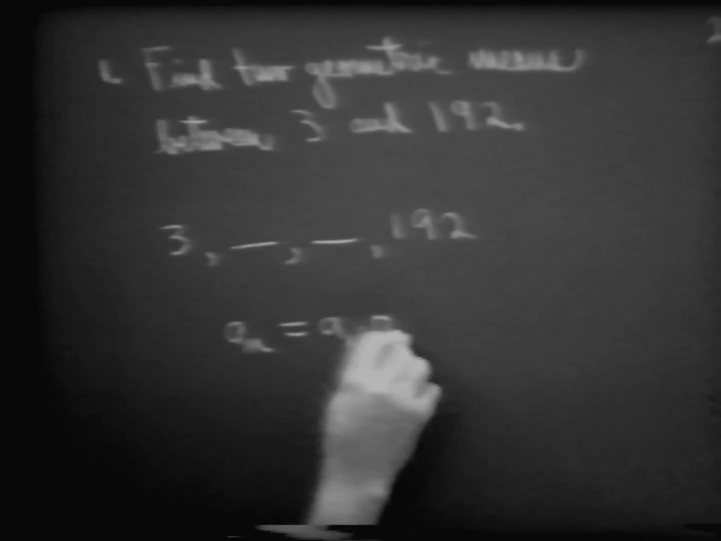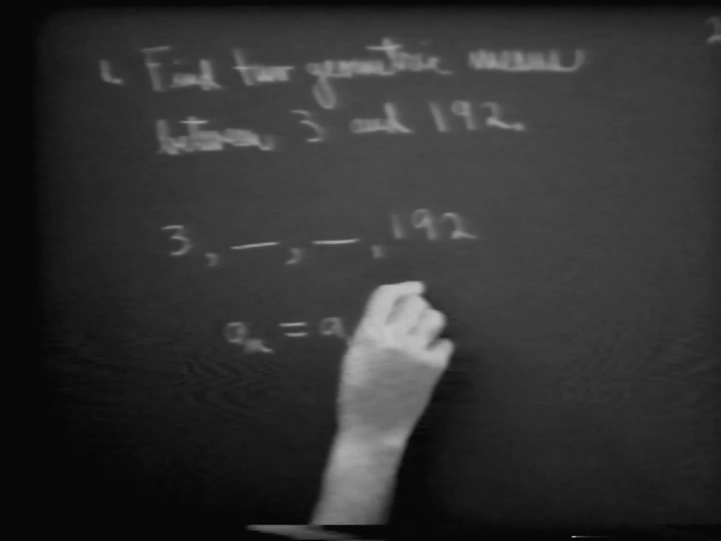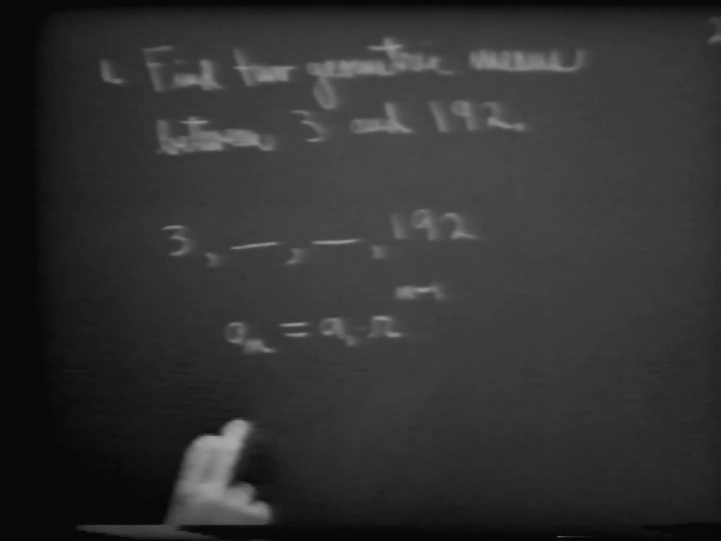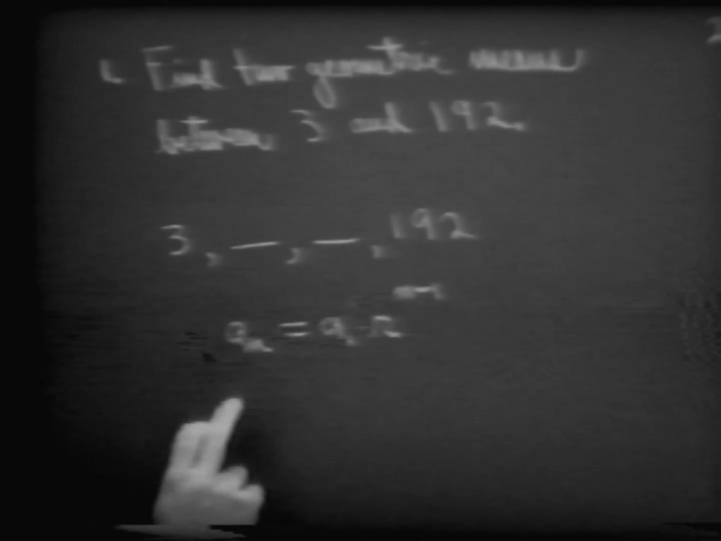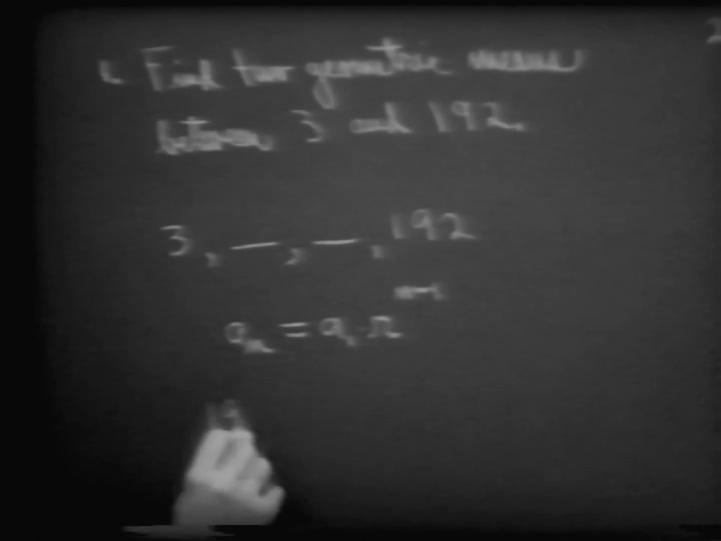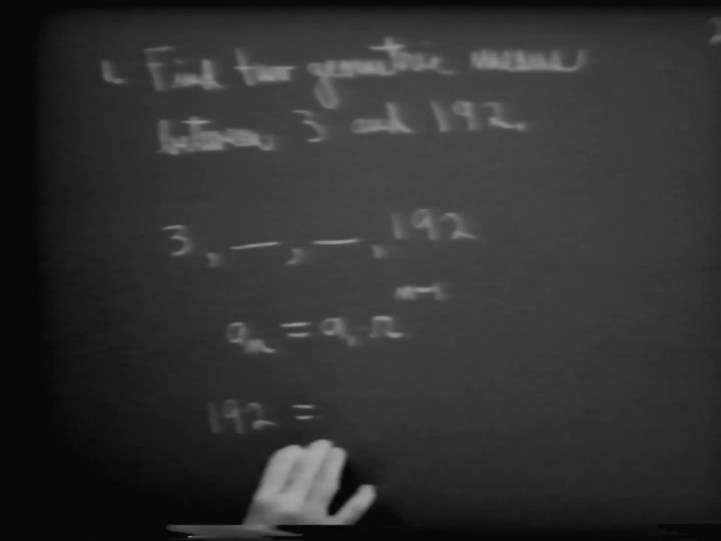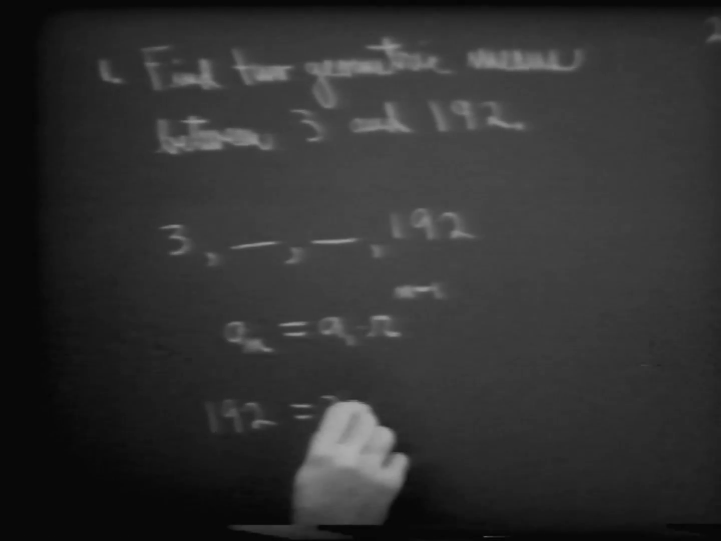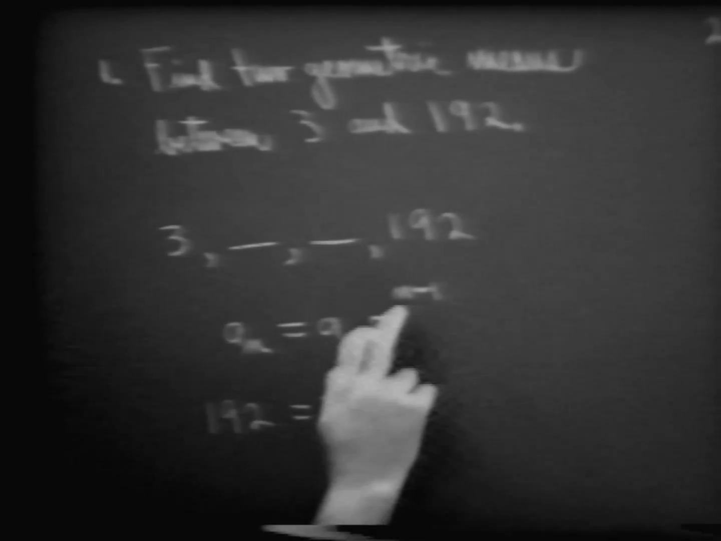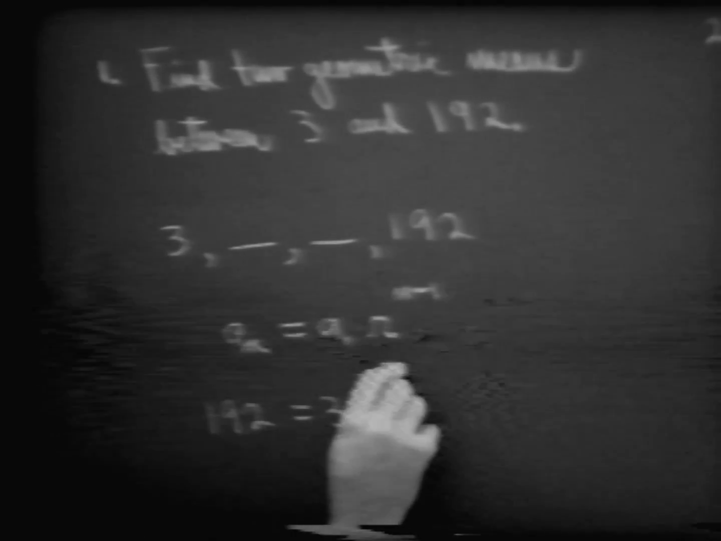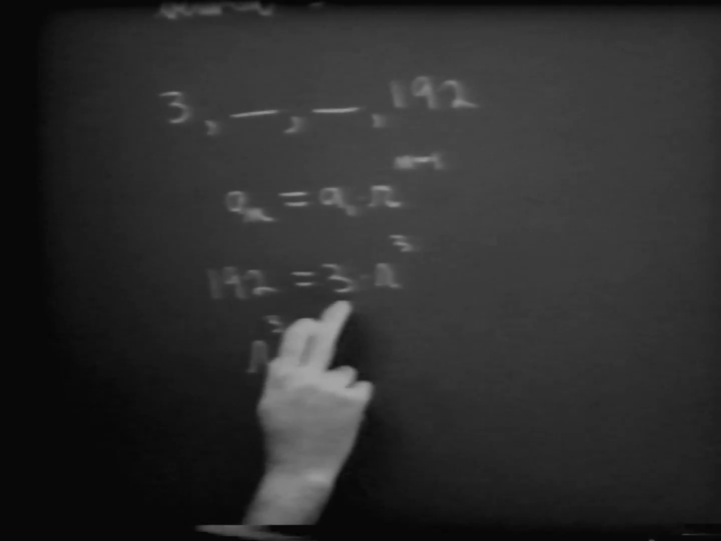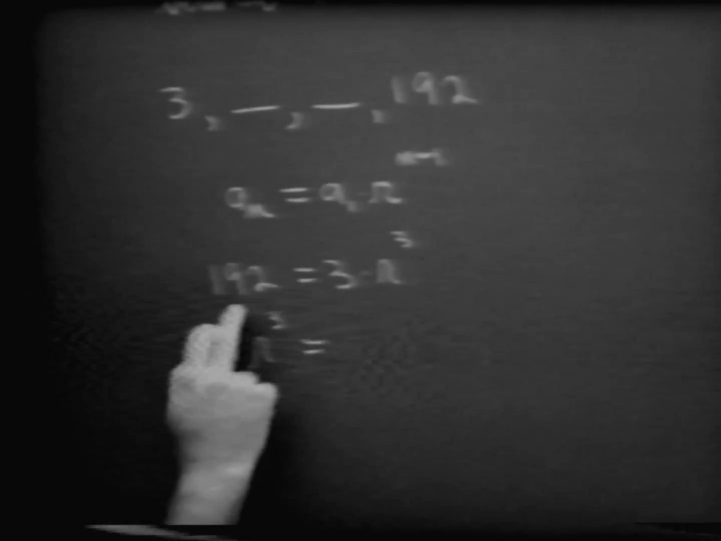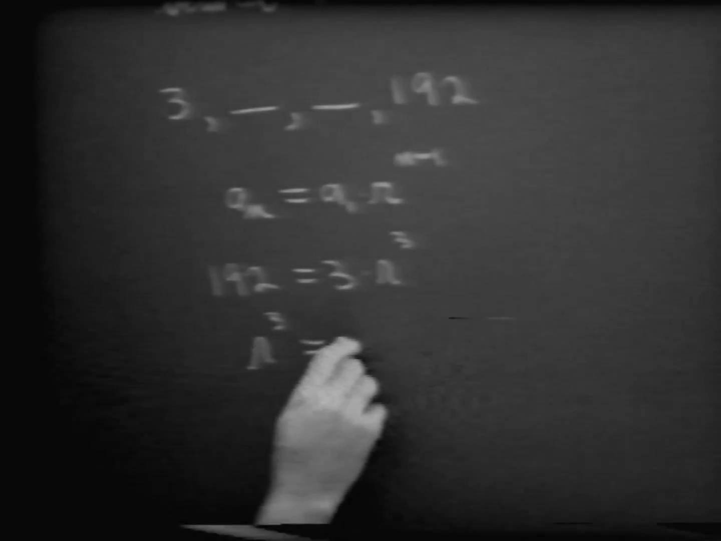What? Does anyone remember what it is? That's right, R. Okay, we use the letter R, raised to the n minus 1 power. Okay, now let's see. Here we have the element 192 is what term? This is the fourth term, is that right? Is equal to a sub 1, which is 3 times r raised to the 4 minus 1, or to the third power. And looking at this, we have r cubed then is equal to, and if we divide 3 into 192, we get a number which is what?